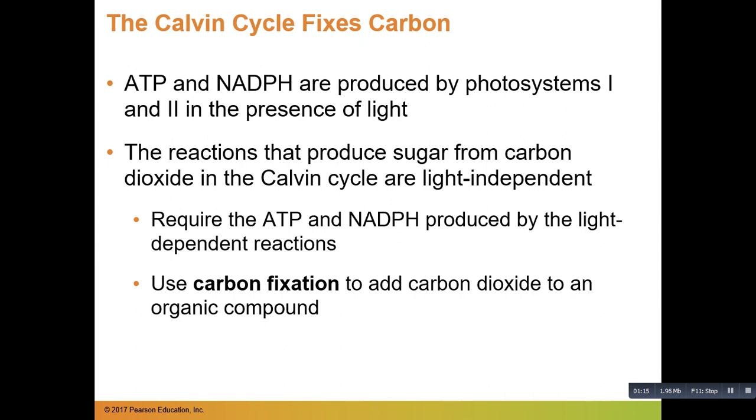So we have to have the ATP and the NADPH, these high energy molecules produced by the light dependent reactions. And the Calvin cycle is actually going to use carbon fixation. What they're going to do is they're going to use that carbon dioxide and they are going to fixate or attach an organic compound to that.